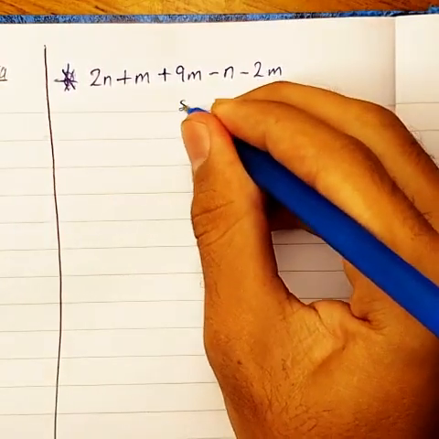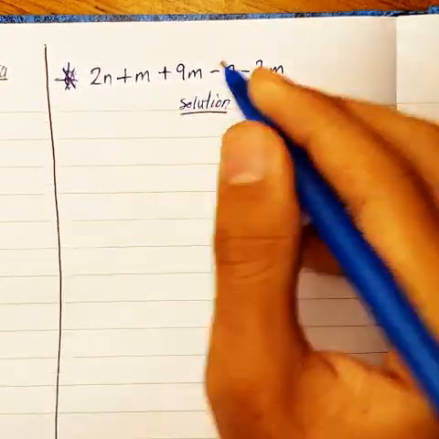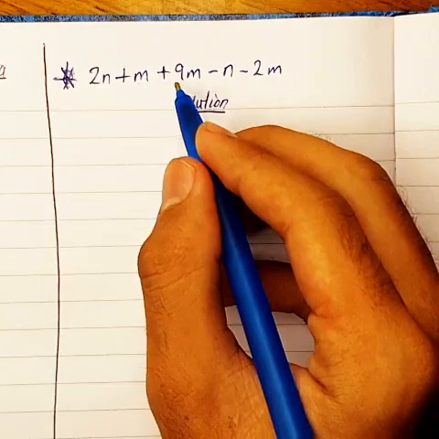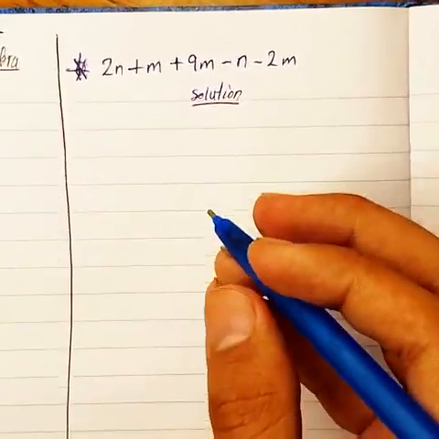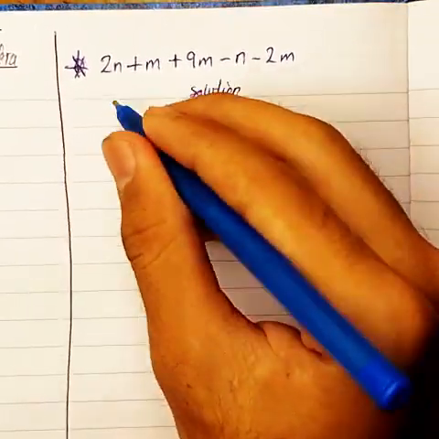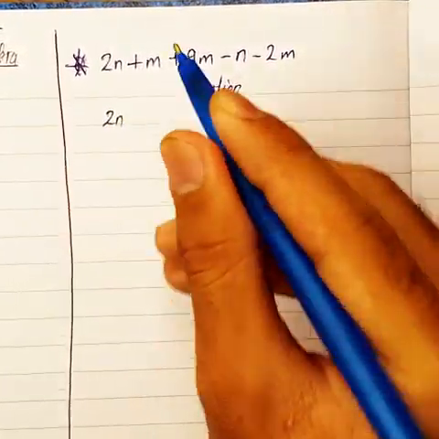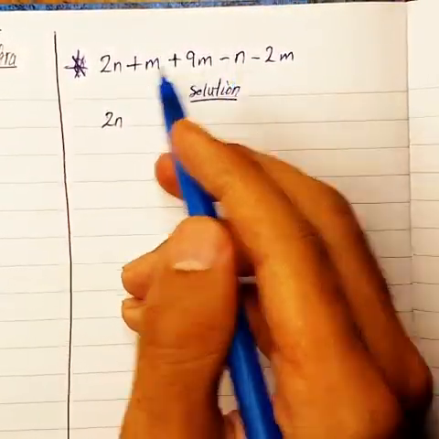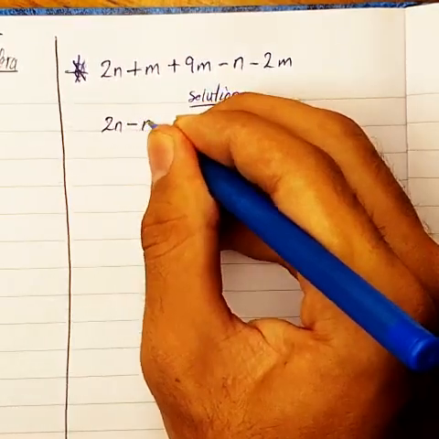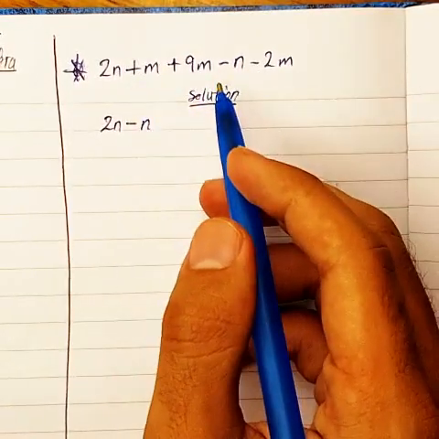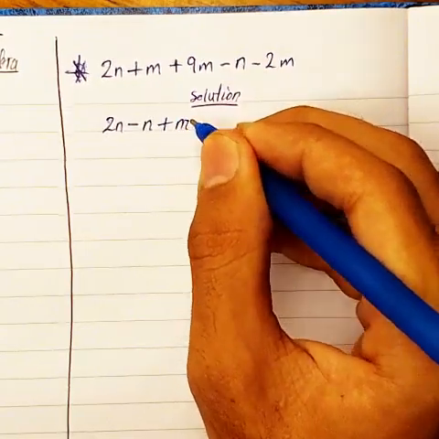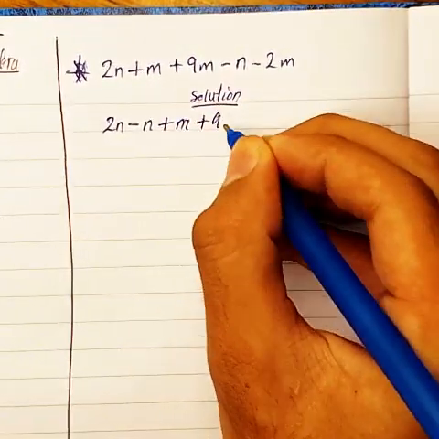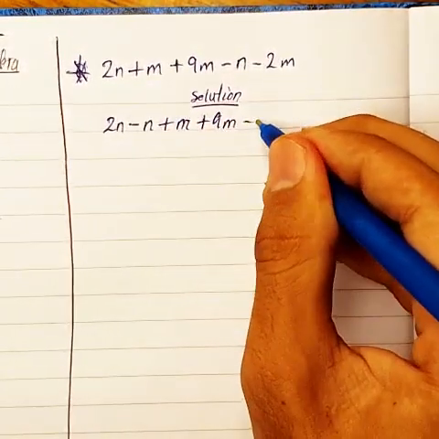Here we have another question which asks: 2n plus m plus 9m minus n minus 2m. Let me see how we solve this one. So 2n, we write the first value. We look for the second similar one. They see minus n, okay, minus n. After that, any other one? No, we do not see any other similar value. So we come to the next one, plus m plus 9m minus 2m.